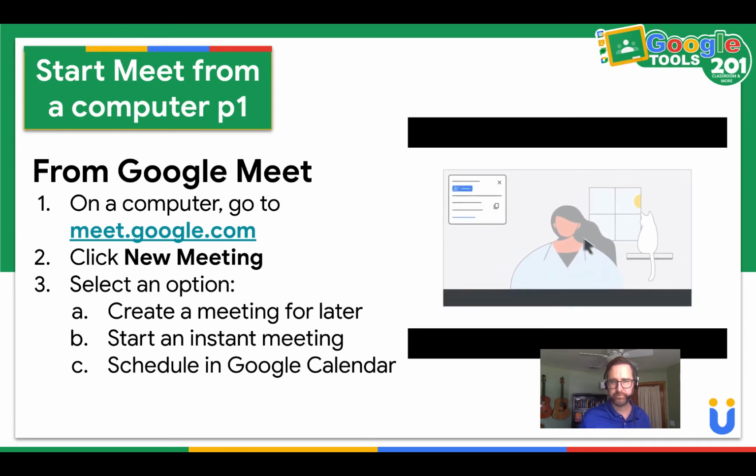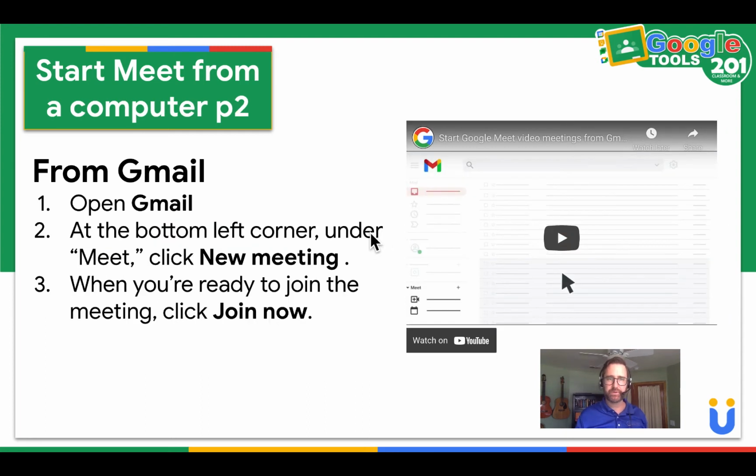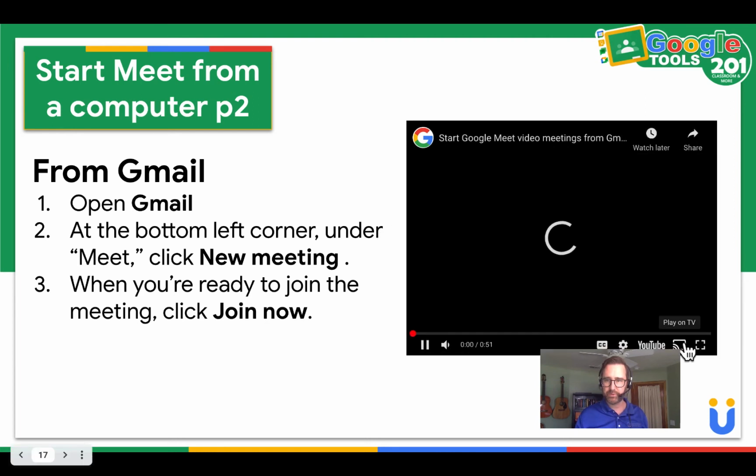Thanks for watching. So go ahead and pause the video and see if you can start a new meeting from Google Meet. Next, we're going to start a meeting from our computer, but this time we're going to try it from Gmail. You're going to open Gmail, and at the bottom left corner under Meet, you're going to click New Meeting. And when you're ready to join the meeting, you click Join Now. And I will show you this example.